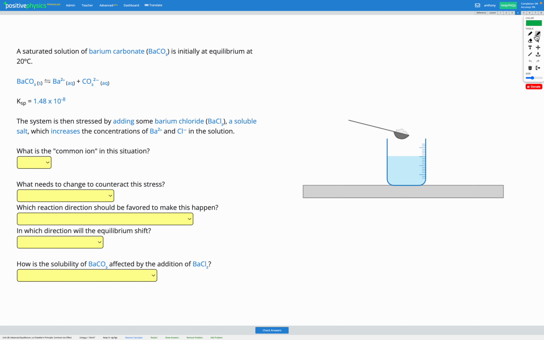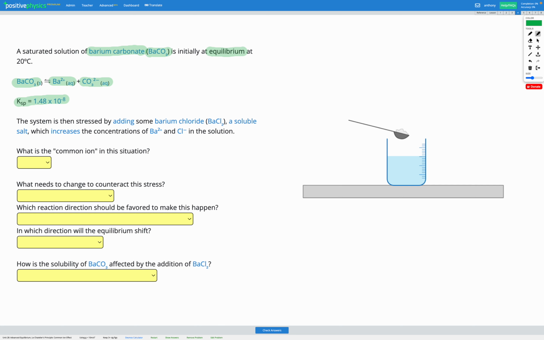In this question, a saturated solution of barium carbonate, BaCO3, is initially at equilibrium at 20 degrees C. We're given the equation for this dissolution reaction. We've got barium carbonate solid in the reactants, and we've got barium 2 plus ions and carbonate ions, both aqueous in solution in the products. We're also given Ksp, which is the solubility product constant. In other words, the equilibrium constant for dissolving.